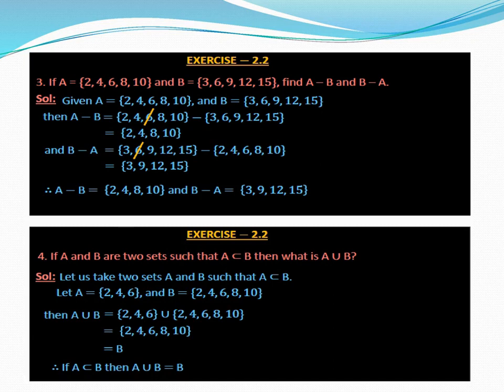Then you can find A union B. First you write set A, union, then the second set. Union means you write all elements contained in both sets. Now we write 2, 4, 6, 8 without writing any repeated element, because we need not write any element more than one time. So A union B equals 2, 4, 6, 8, 10, which is equal to which set? B. Then A union B equals B. So if A is a subset of B, then A union B equals set B.